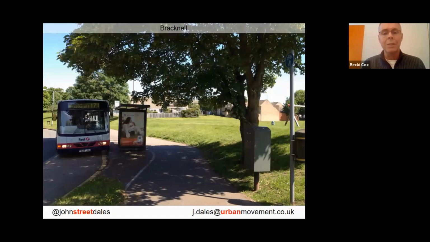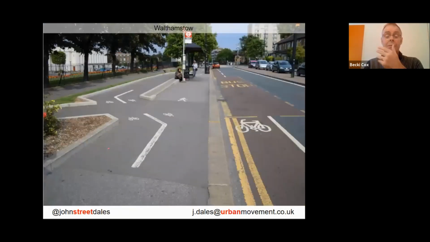In terms of floating bus stops going around the behind, well, this is one from Bracknell, Newtown, and it's this idea of actually, we've been doing this for quite a while. Obviously that's a single path, it's a shared walking cycling path behind that bus stop. There's an ancient one up in Walthamstow that's been there for a long time. Interesting way of articulating it.